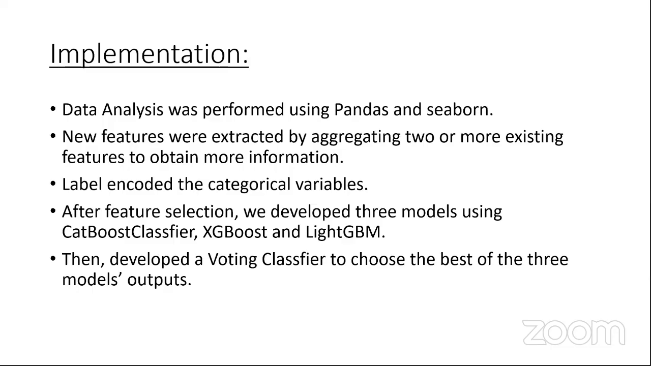So, the first inferences of the data were done using the Pandas library and the Seaborn library. We aggregated old features to make new features, though not many new features were made. Then we label encoded all the categorical variables and passed them to algorithms like LightGBM, XGBoost, and CatBoost. Although CatBoost does not need label encoding, we still did it because we had previously passed it to XGBoost and LightGBM. At last we made a voting classifier to choose the best of the three models.